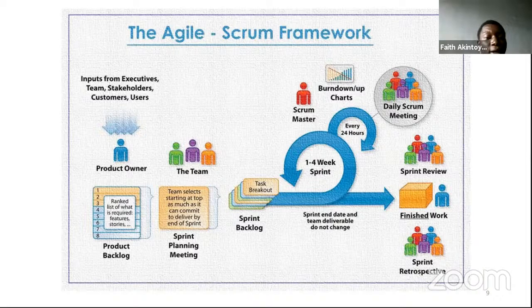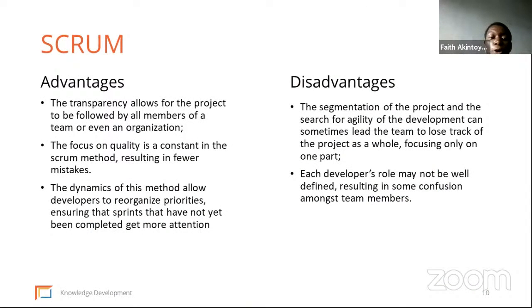The transparency allows for the project to be followed by all members of a team or even an organization. Those daily scrums are where everyone gets to give a report of what he has worked on and what he is to do for that day. So there's more transparency and foresight of where that project is going, and the landmarks that that project is to accomplish.